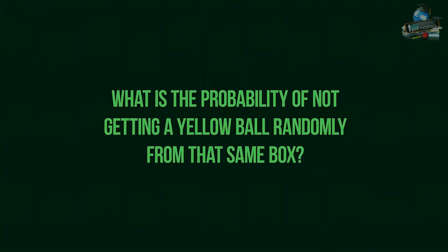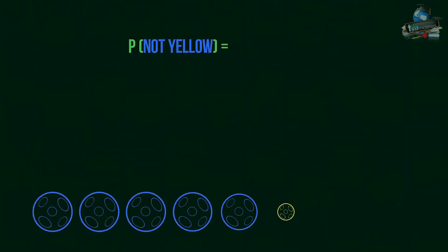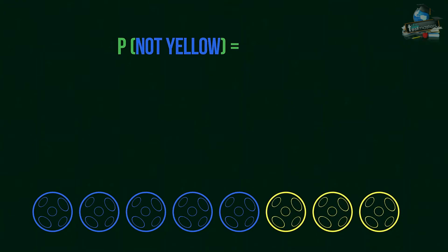Let's see our next example. What's the probability of not getting a yellow ball randomly from that same box? Well, we can calculate it in the same way we did in the previous task. There are 5 balls that are not yellow, so this probability is 5/8, but we can think of another way too.